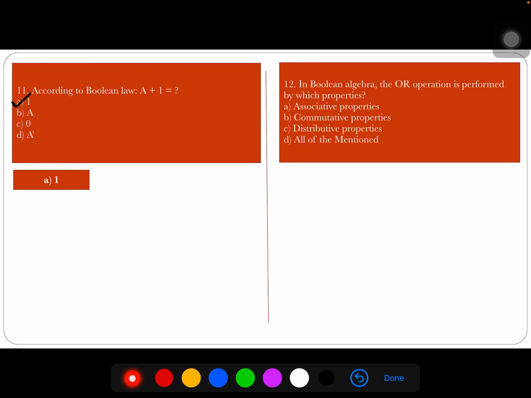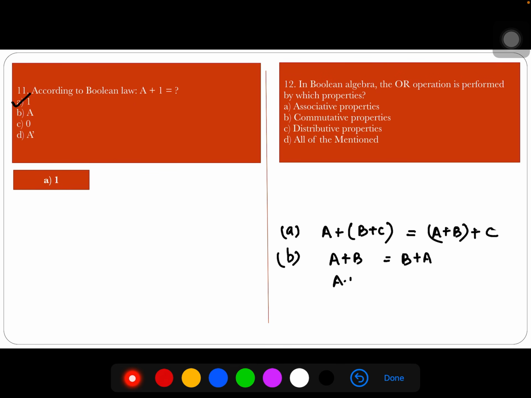Next question. In Boolean algebra, the OR operation is performed by which properties? That means the OR operation follows which properties: associative, commutative, distributive, or all of the above? First of all, let me tell you what the associative property is. Associative property is a plus b plus c, that is same as a plus b in the bracket plus c. This is the associative property, and yes, it is true in Boolean algebra. Commutative property is a plus b equals b plus a, or a dot b equals b dot a. That is also true.